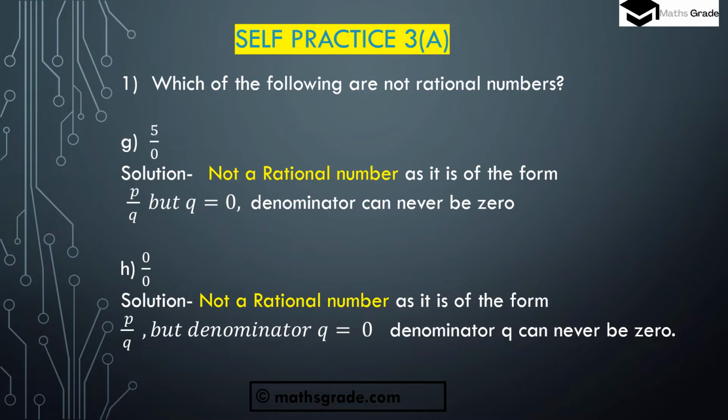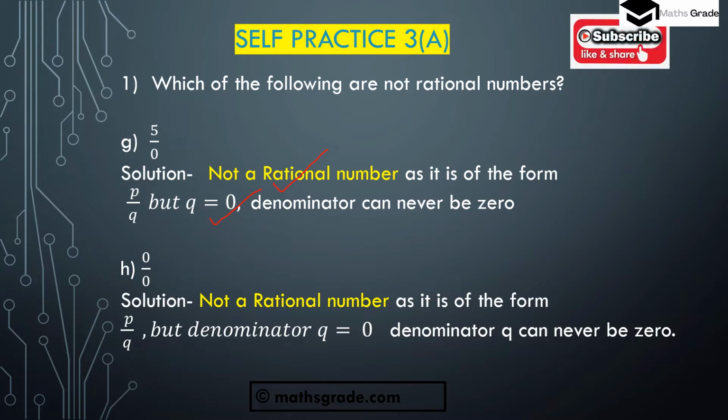Now we solve bit number G. 5 divided by 0. This is not a rational number as it is of the form P divided by Q, but here Q is equal to 0. Denominator cannot be 0, so this is not a rational number.